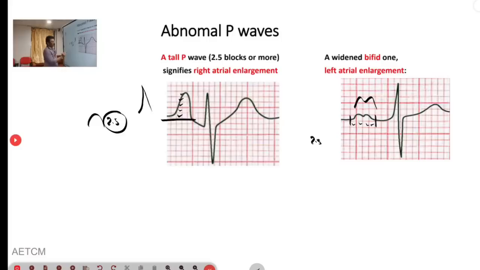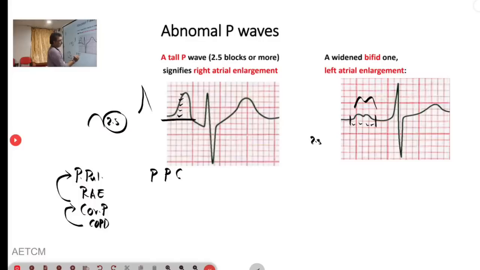P pulmonale. This is classically seen in right atrial enlargement. This is the classical finding you see in cor pulmonale due to COPD or any lung disease. Any lung disease leading to right atrial enlargement, right ventricular enlargement, is called P pulmonale. So remember peaked P waves, P pulmonale, cor pulmonale.